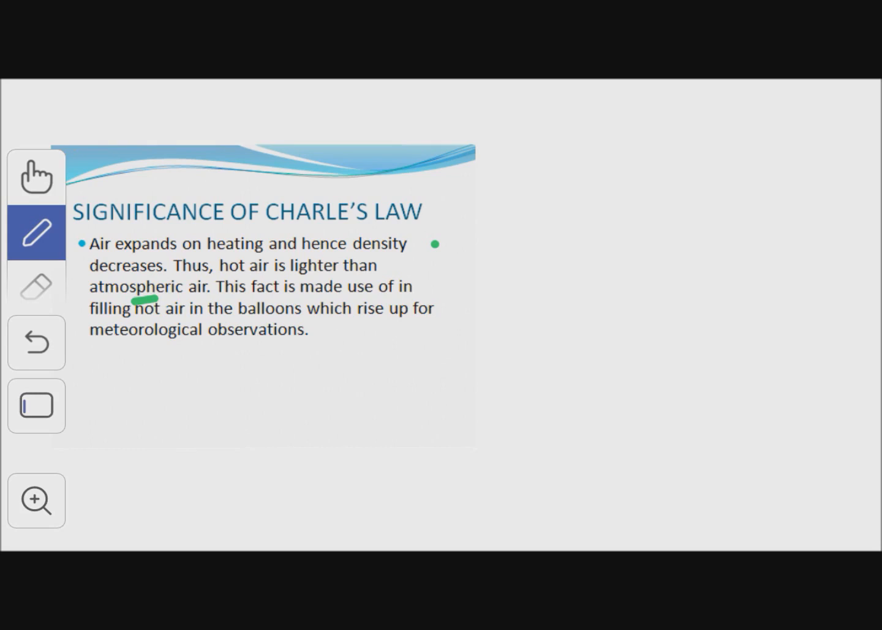And this fact is made use of in filling hot air balloons, in which the density of the air decreases when we heat the air. This fact is used in filling the hot air balloons, which rise up for meteorological observation.